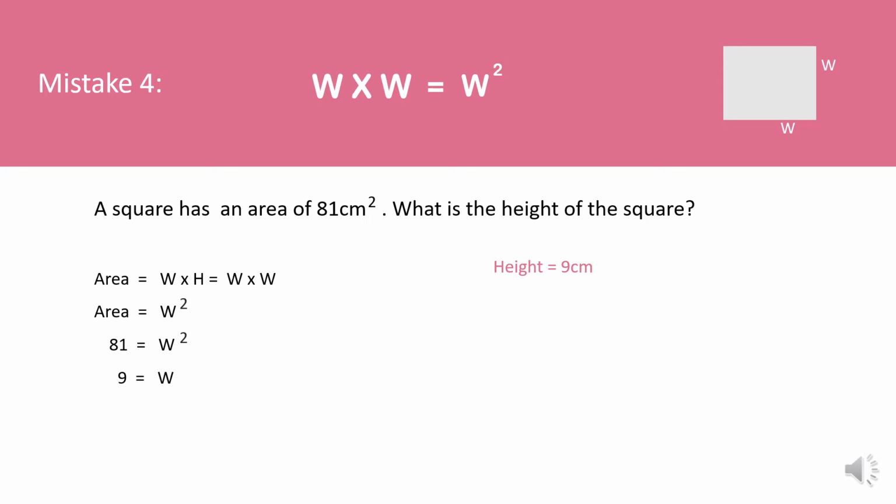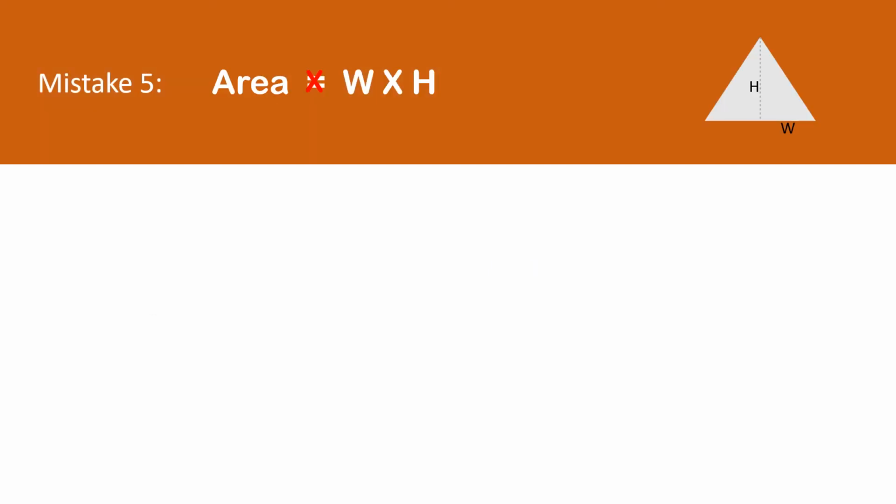Now I know that all sides of a square are identical. This means the area equals width times width, which equals W square. Now I know the area equals 81 centimeters square. This means W square equals 81. This also means there's a number I times by itself to give me the value 81, and this number equals 9.